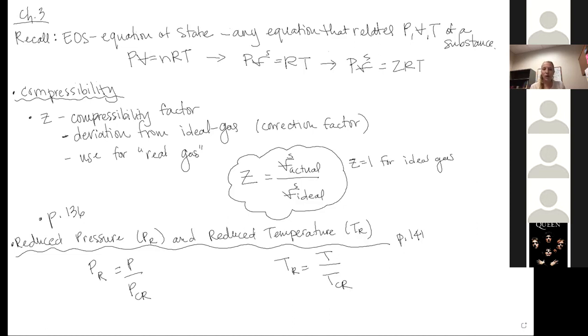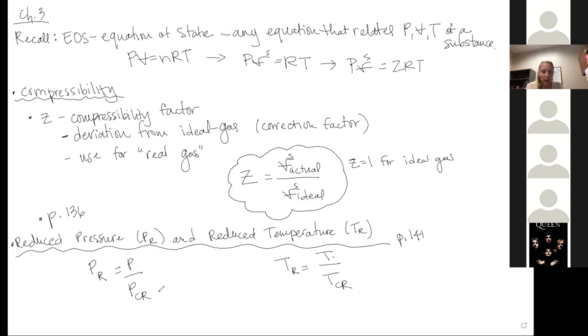All right, so our pressure is just the pressure of the system, and our critical pressure is a value associated with whatever gas or substance we're looking at. Our temperature is the temperature of our system, and our critical temperature is a value associated with whatever substance we're looking at.